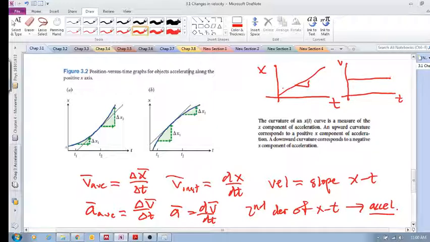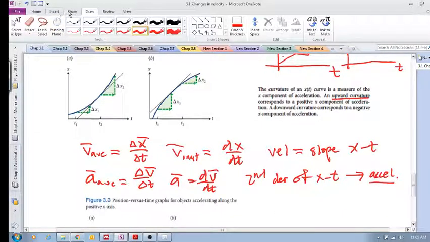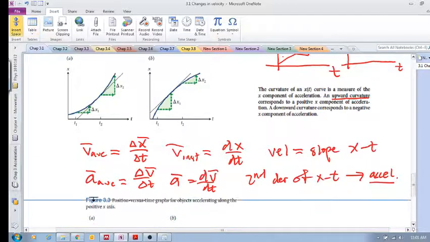What happens now if you've got a curvature? In this example, you've got an upward curvature. This is an upward curvature. That is a downward curvature. So what does that mean in relation to my velocity and my acceleration?